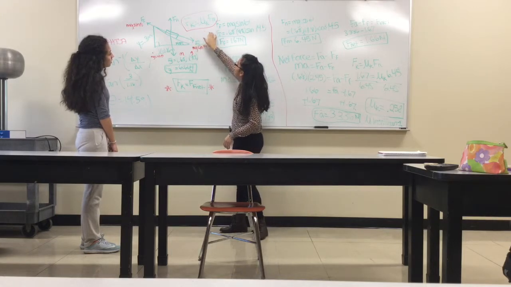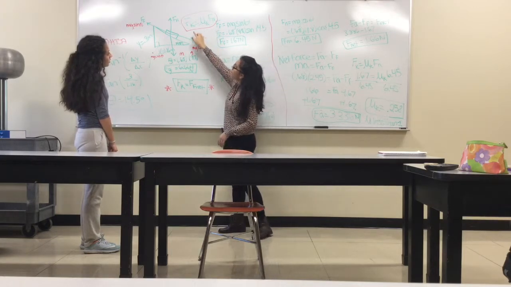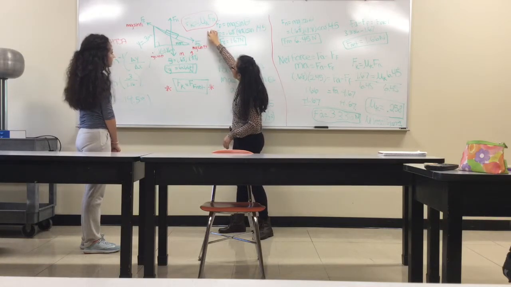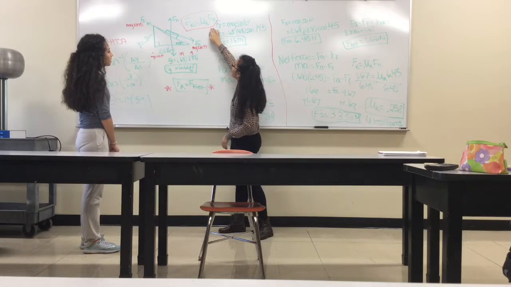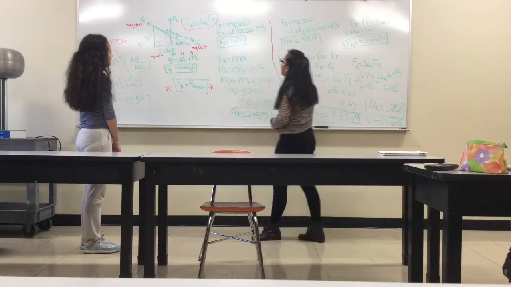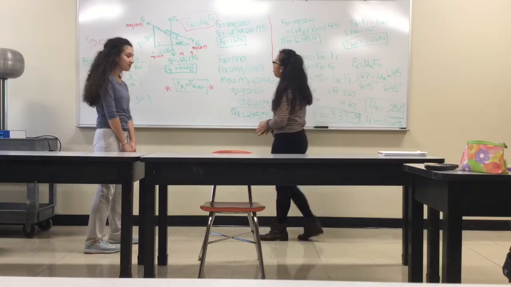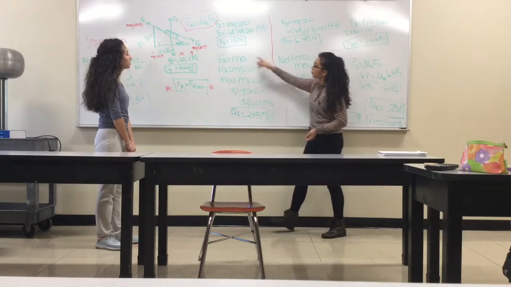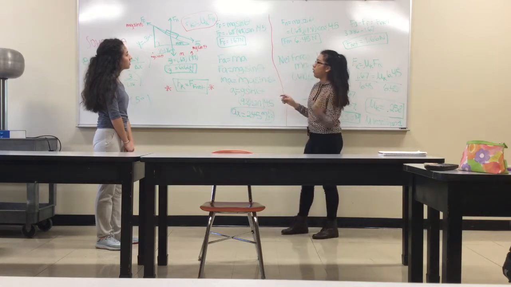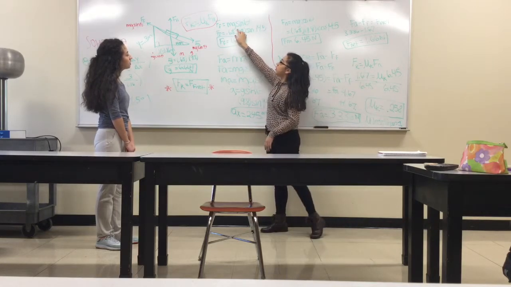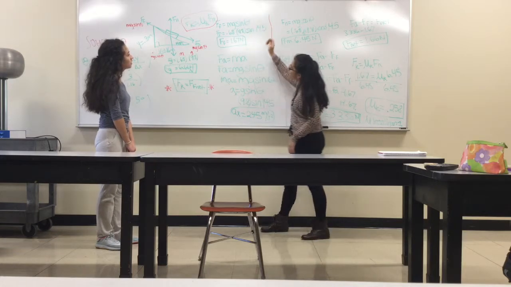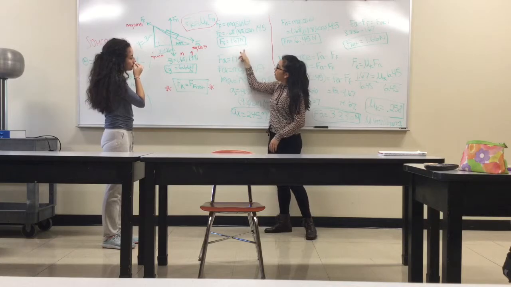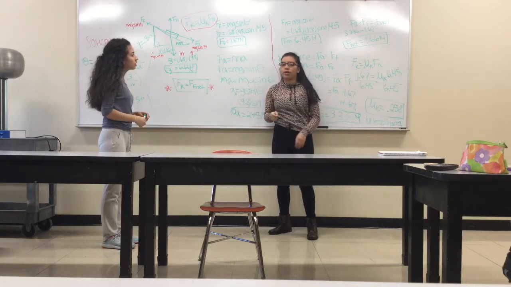F_k equals mu_k times F_n, which is the force of kinetic friction equals the coefficient of kinetic friction times the normal force. So our first force that we're solving for is the force of friction, which we know is mg sine theta. So then we plug in all of our numbers, and our force of friction is 1.67.